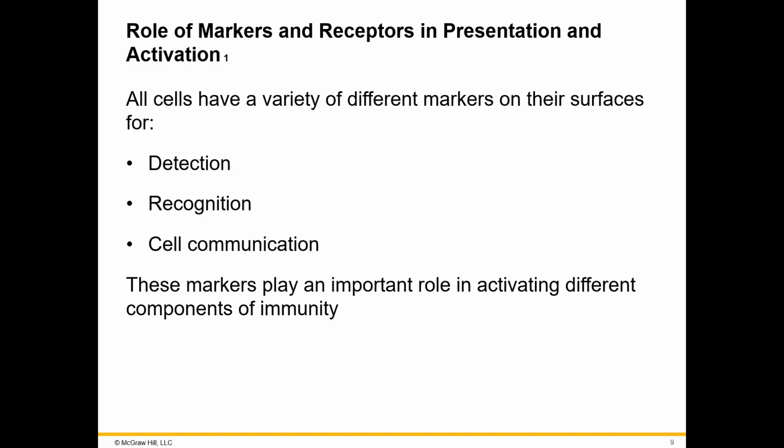Now, markers and receptors have their own roles to play. So all cells, whether they're foreign cells or self cells, have a variety of different markers on their surfaces. Each of these, each type, has its own distinct and significant role that it plays in detection, in recognition, and in self-communication. Cell markers play really important roles in the immune response because they activate different components of immunity. And because of their importance in the immune response, we're going to look at the major markers of lymphocytes and macrophages.